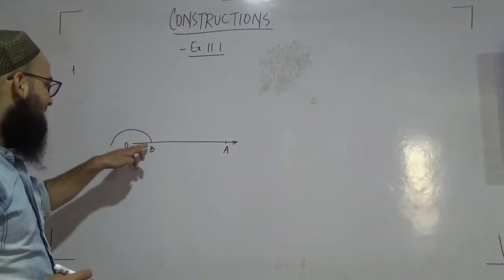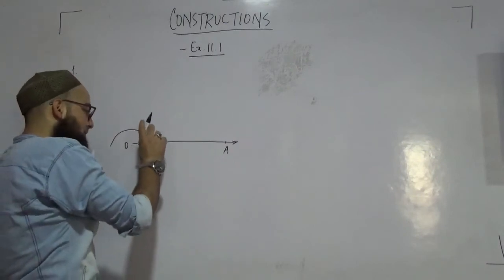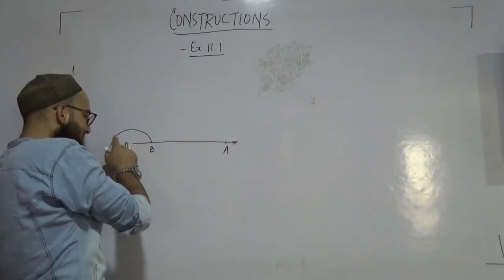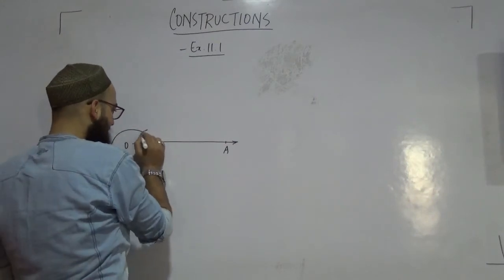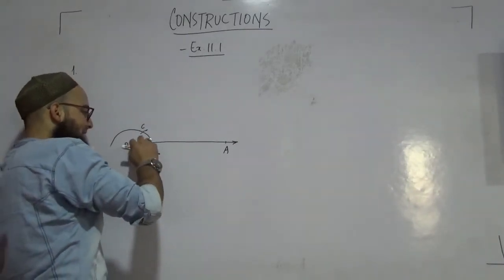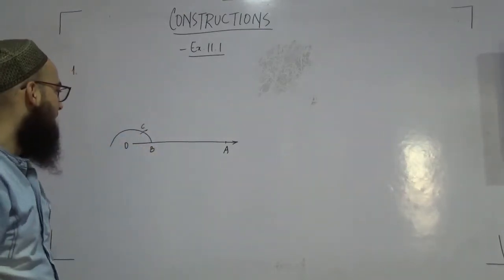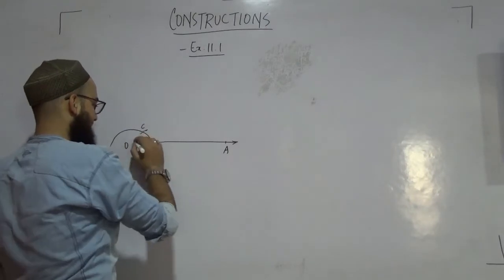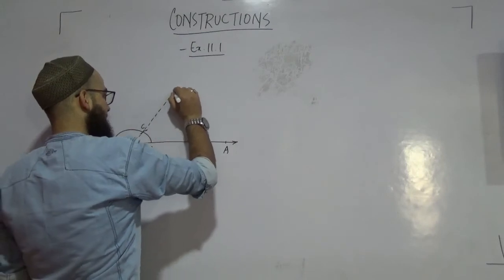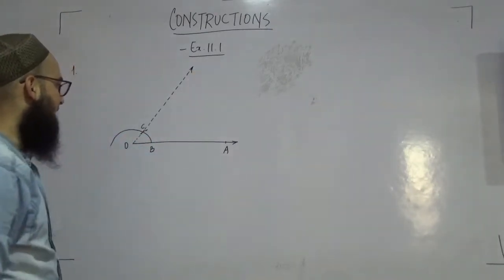Now with B as center and the same radius, do not change the radius now, draw an arc intersecting the previous arc at some point, say C. So you'll get something like this. And remember, if you join OC and draw a ray, that will give you a 60-degree angle. Let us join it dotted. This is a 60-degree angle.